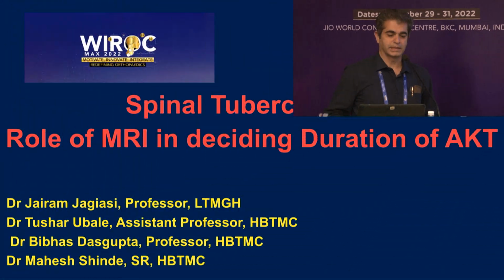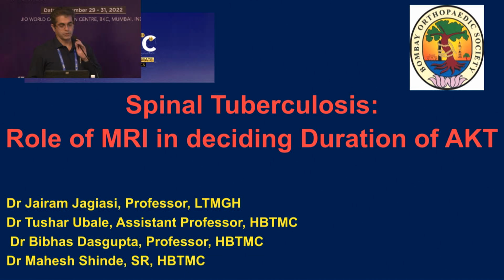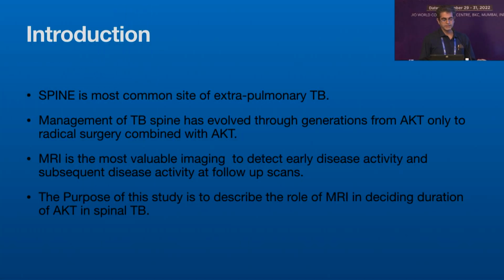Good evening, Chairman. Good evening, conveners and my dear colleagues. I am Jairam Jagiasi. I will be presenting on spinal tuberculosis, the role of MRI in deciding the duration of anti-Koch's therapy. All of us know that TB spine is the most common site for extrapulmonary tuberculosis. It is mainly managed by giving patients anti-Koch's therapy, but the most challenging part is when to stop it. Once patients are started on AKT, we decide the duration depending on their symptomatic recovery, ESR and CRP.